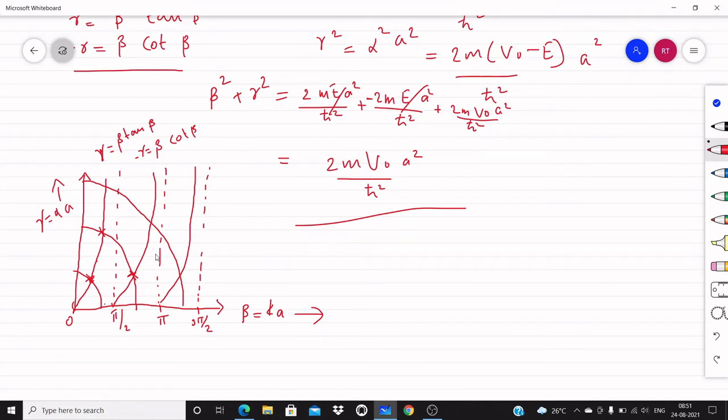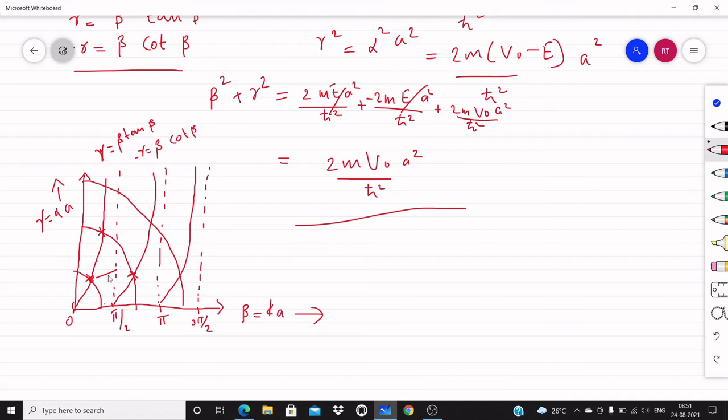Okay, this means that for beta tan beta is equal to gamma, you will have corresponding values of the odd numbers of the integer n.